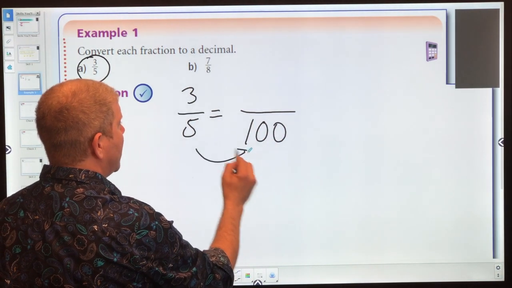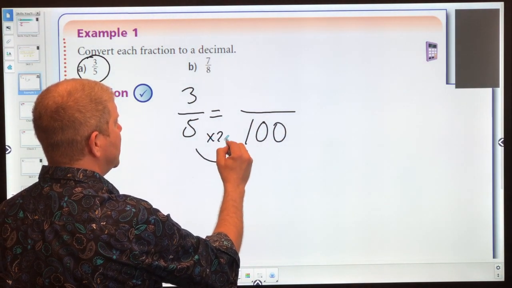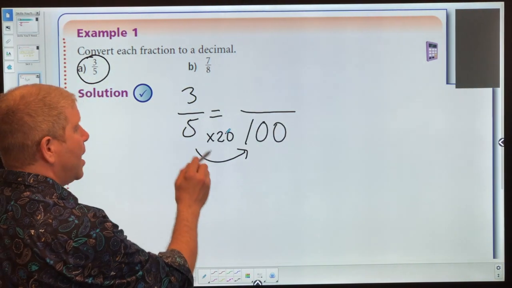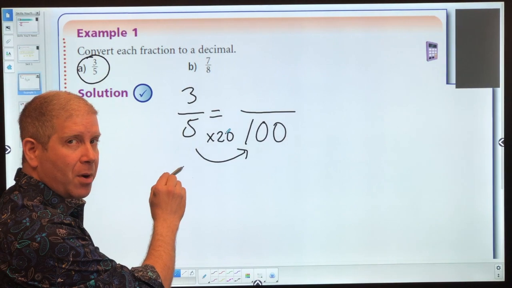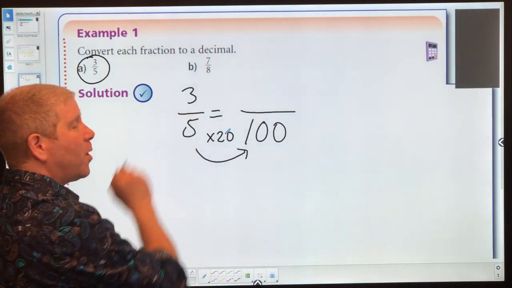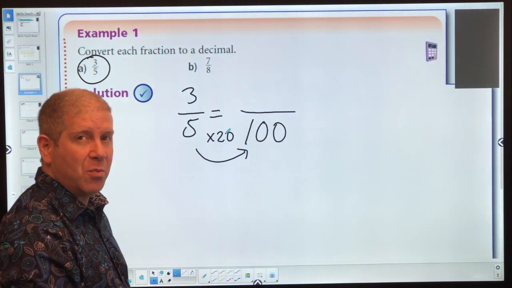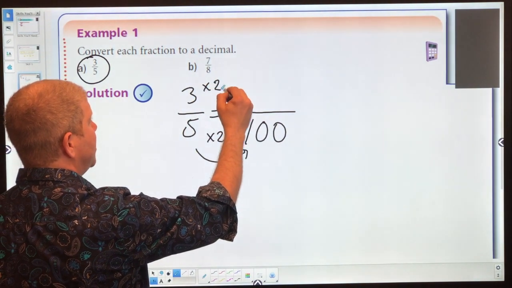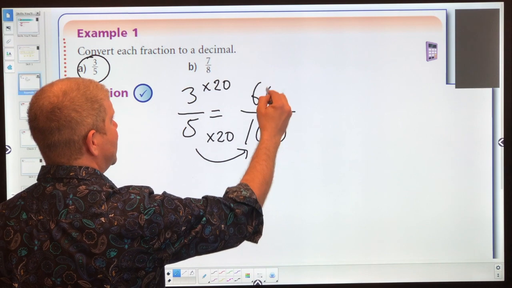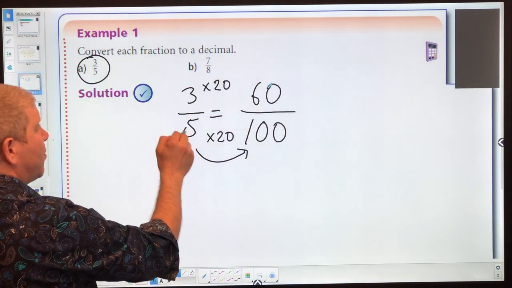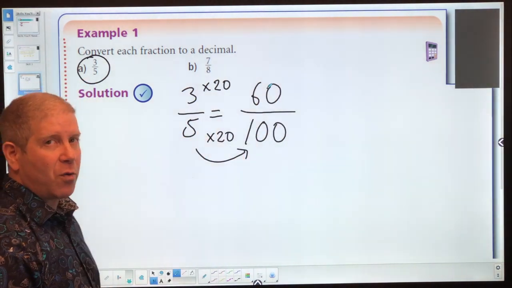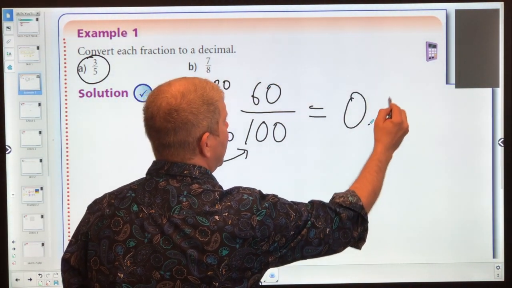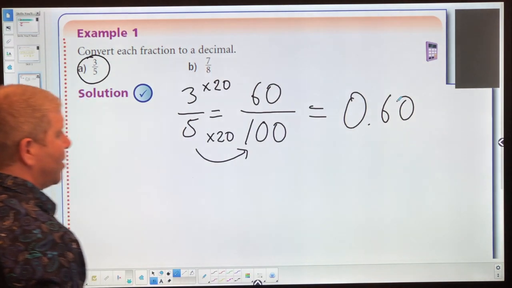And we know that 5 times 20 is going to give us 100. Now in equivalent fractions, we have to multiply the denominator, which is our bottom number, by the same number that we multiply the numerator by, and the numerator is our top number on the fraction. So we're also going to multiply 3 times 20, and that will give us 60. So we know that now 3 over 5 is equal to 60 over 100. And as we looked at just in the section before, we know that equals 0.60.